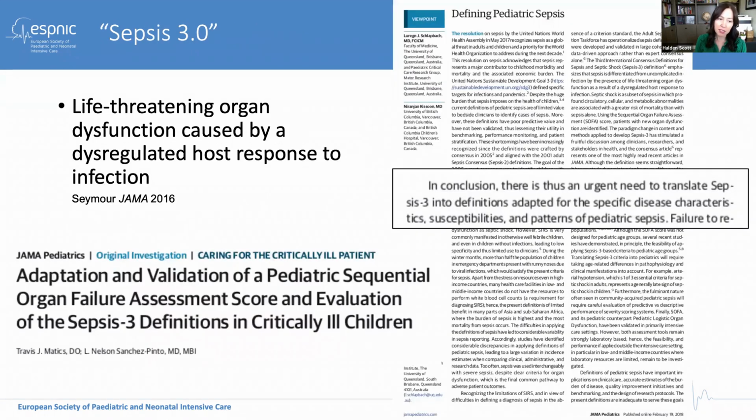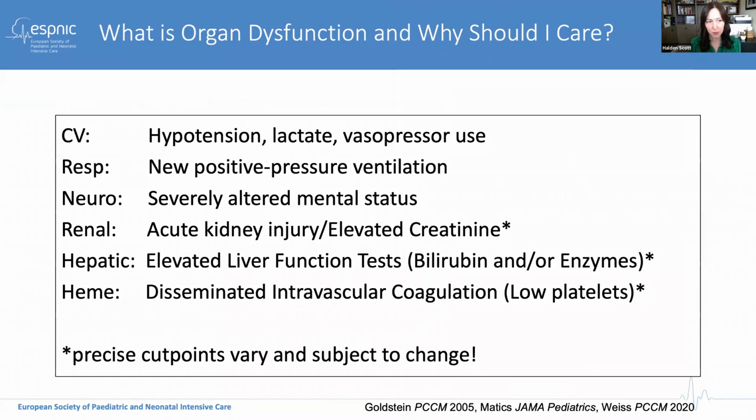Adult sepsis definitions were redefined and renamed in 2016 as Sepsis 3.0, with an emphasis on organ dysfunction. And since then, pediatric leaders have described the need to and proposed ways to adapt the pediatric sepsis definition with a focus on organ dysfunction. And that's the definition that we'll use for the purposes of diagnosing sepsis in this talk today.